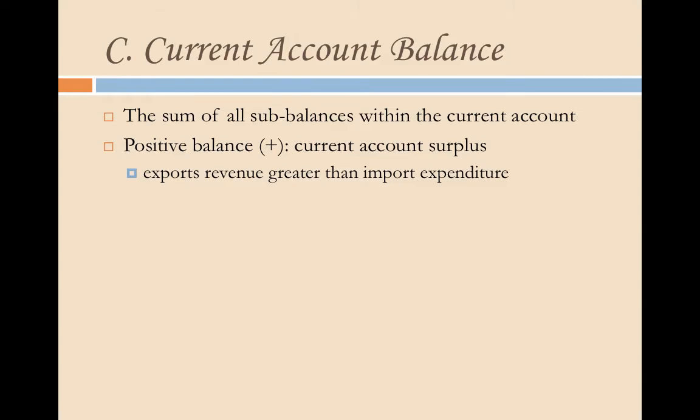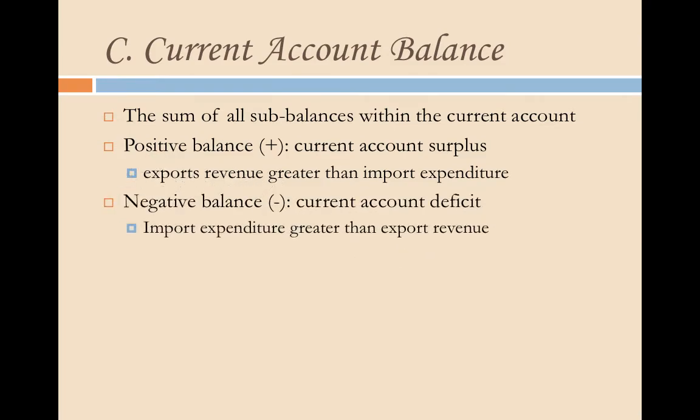If we have a positive balance, we call it a current account surplus. Generally, that means there is greater export revenue than import expenditure. It doesn't mean the other elements aren't calculated, but generally the two most significant parts of the current account are exports and imports. So we can deduce from a surplus that export revenue is greater than import expenditure. Countries would prefer to have a current account surplus because it means that money is flowing in.